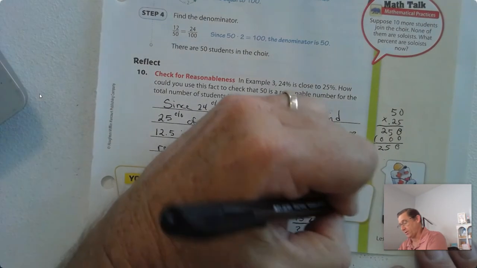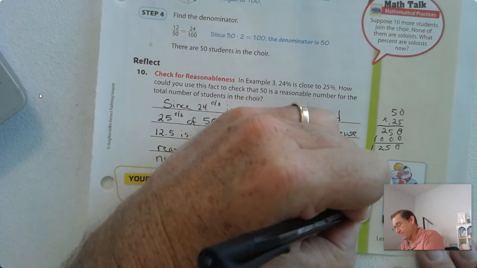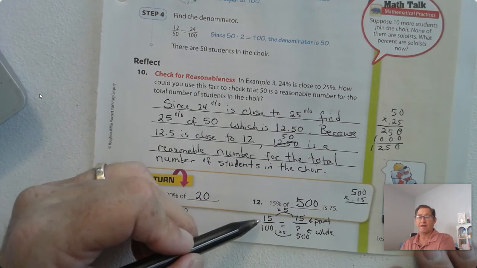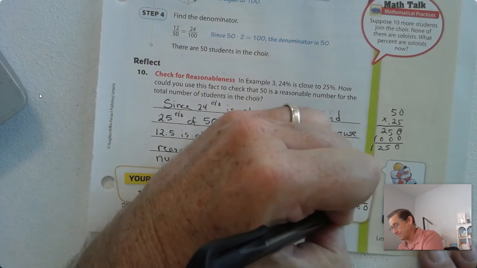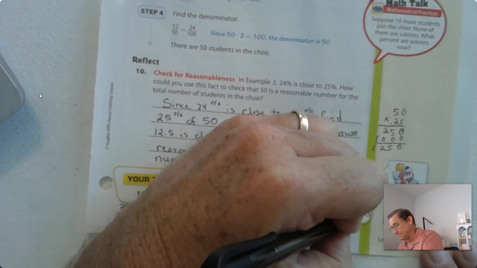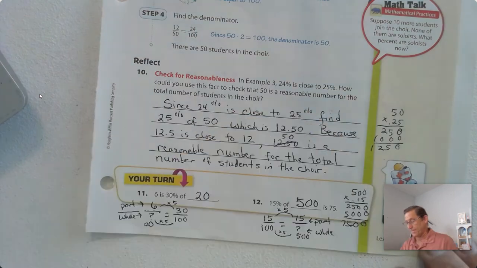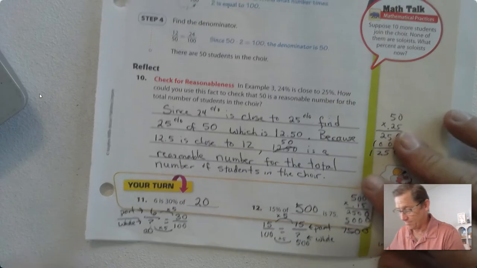Can we check that? Sure. So we can take 500 and multiply by 0.15, because 15% is 15 over 100. How do we write 15 over 100 as a decimal? 0.15. And we get 75. Okay, so that is a correct answer.